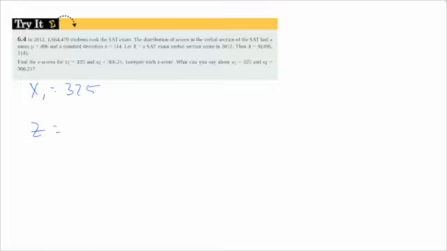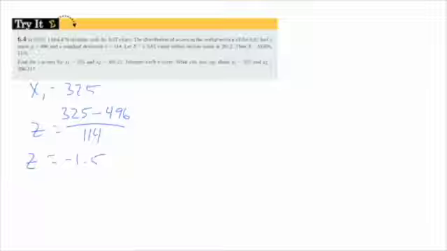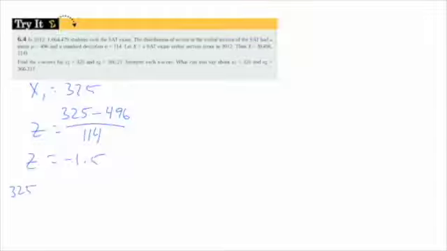To find the z-score, we take 325 minus the mean, which was 496, and we divide that by the standard deviation of 114. So we get a z-score of negative 1.5. What this means is 325 is 1.5 standard deviations below the mean.